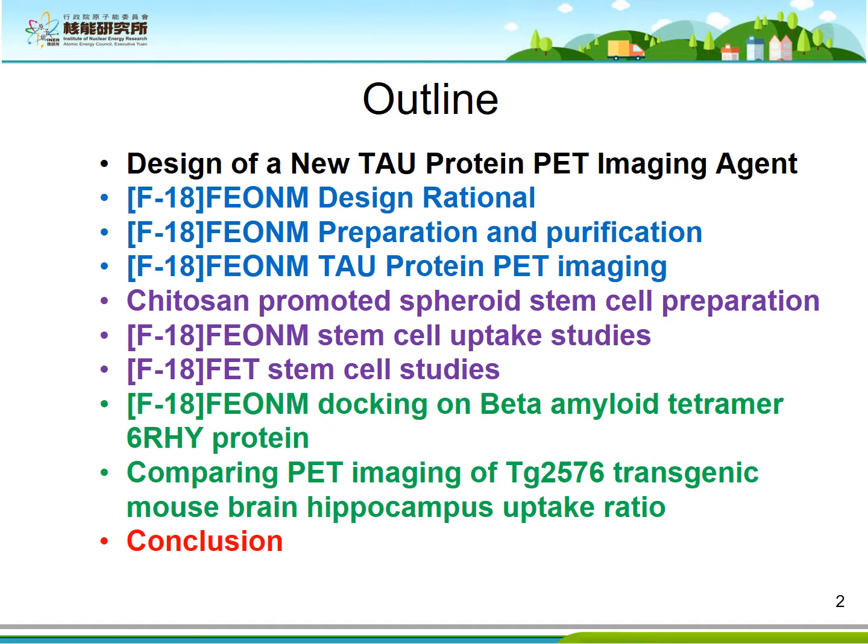The first part is design, preparation, and purification of our tau protein PET imaging agent. The second part is Chitosan promoted spheroid stem cell preparation and cell uptake studies of PET imaging agents. The third part is the docking simulation studies of tau protein PET imaging agents on another protein, beta-amyloid tetramer 6rHY.